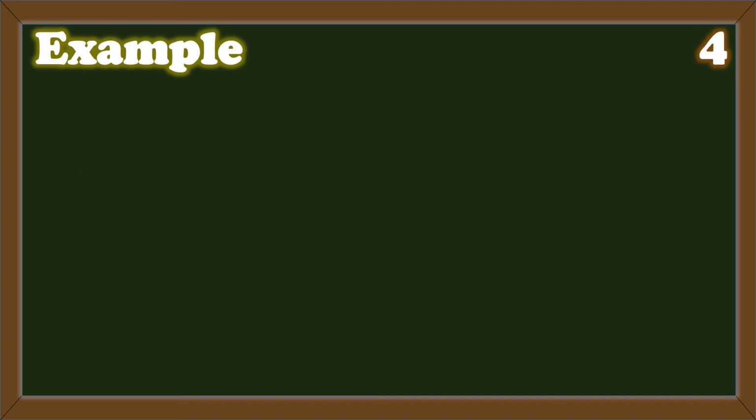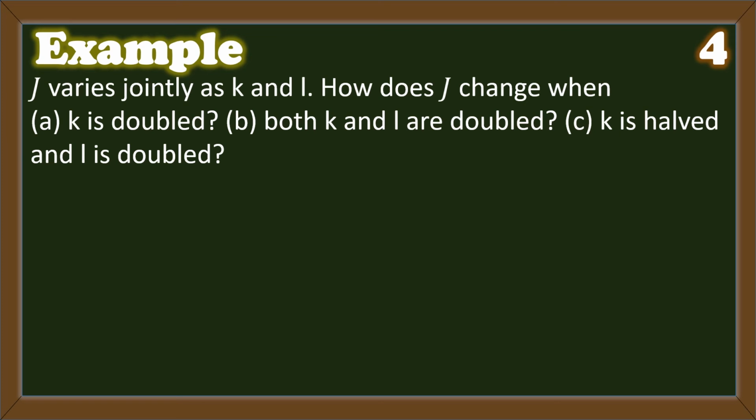Example number 4. J varies jointly as K and L. How does J change when A, K is doubled? B, both K and L are doubled. And letter C, K is halved and L is doubled.